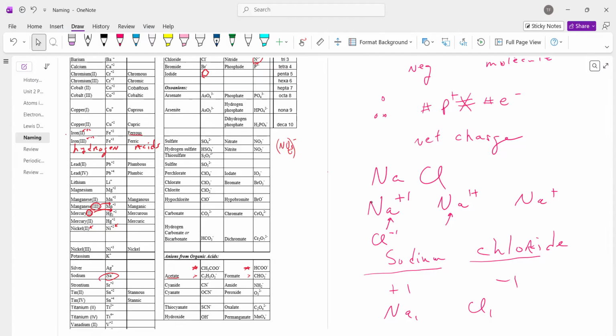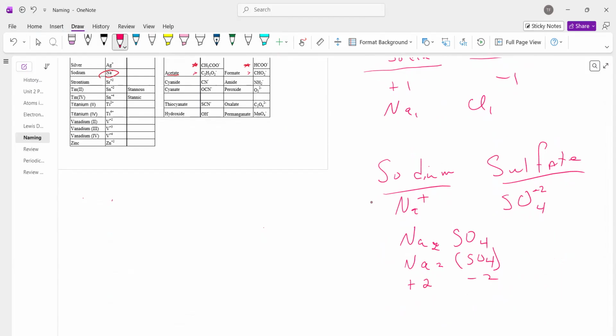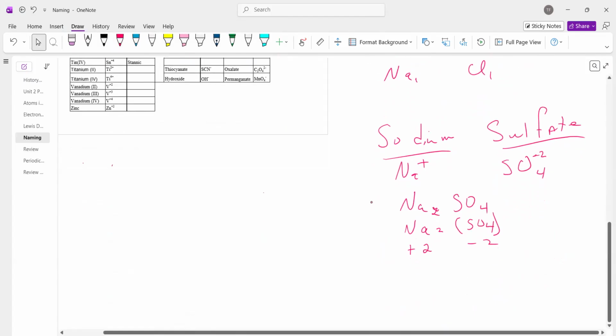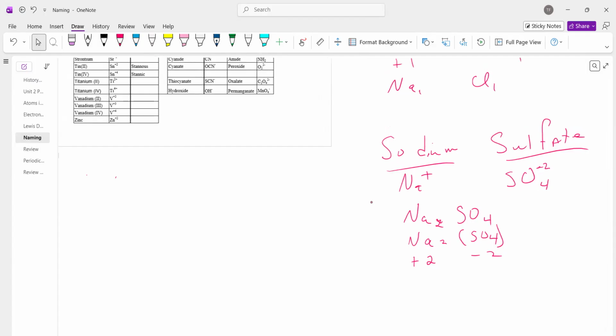We know that this is +2, -2. Net charge 0. So the parentheses is great. It's optional, just for clarity, that's all. Okay, does everyone see why we need two sodiums? Cool. Okay, so we'll continue this now.